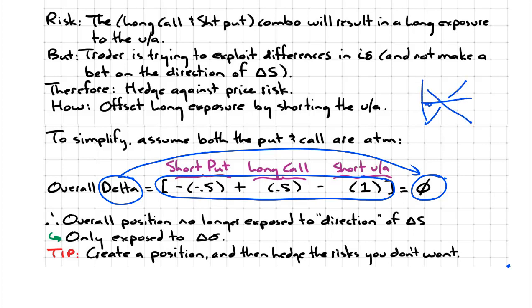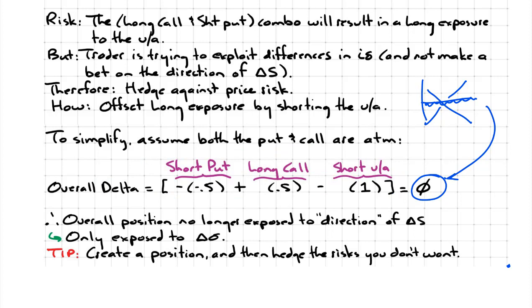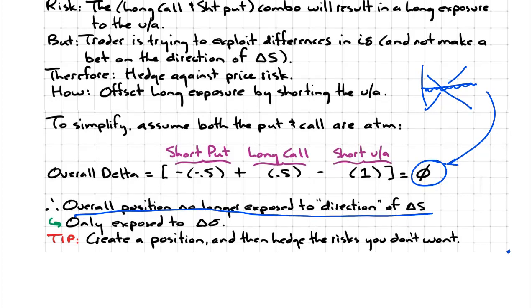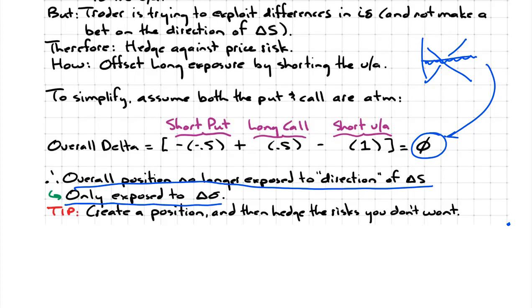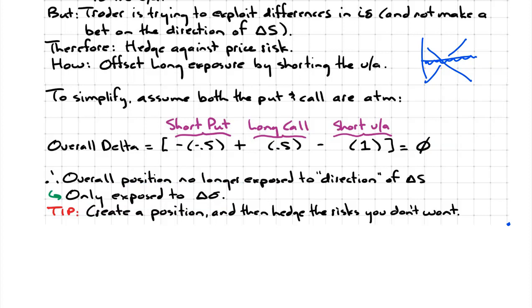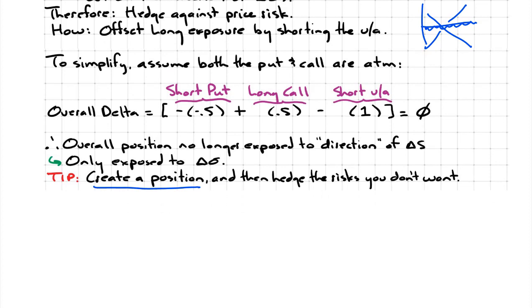So we said when you have that, you're no longer exposed to what's happening to the price movement or the direction of the price movement for the underlying asset. And there it is. So the overall position is no longer exposed to the direction of the price movement. And instead, the investor is only exposed to change in volatility. And ladies and gentlemen, this is really how most investment strategies work. You create a position and then you hedge away the risks that you don't want.